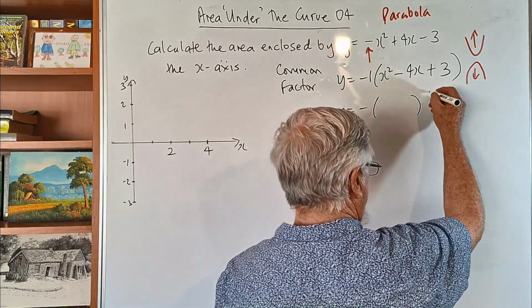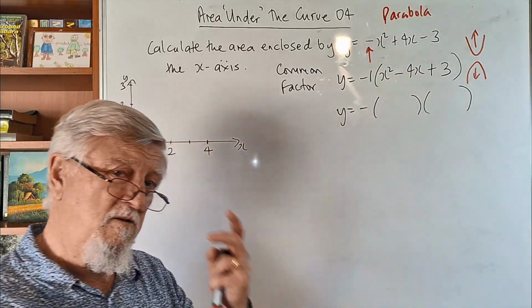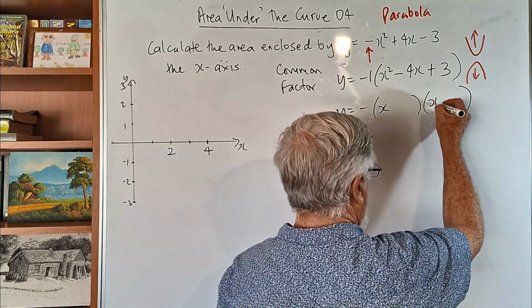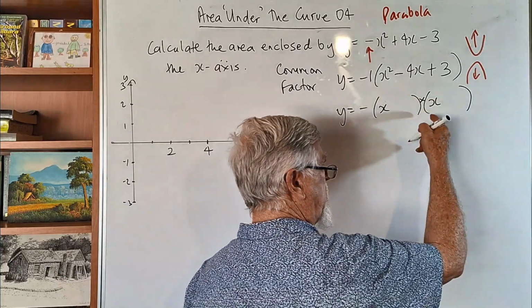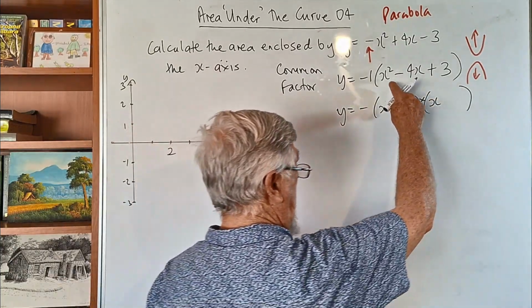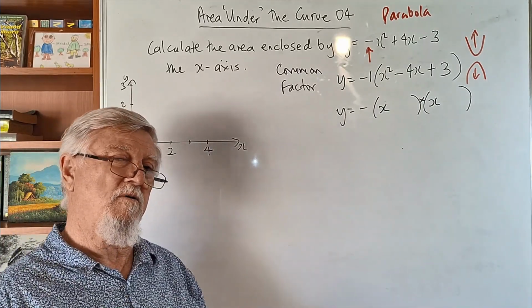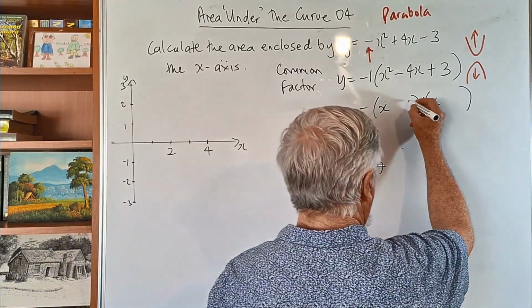So the parabolas can factorise normally into 2 factors. Let's have a look what the factors are. This x and that x, if you multiply them out, gives us the x squared. How can we get a 3? The only way we can get a 3 is a 1 and a 3 or a 3 and a 1. So I'm going to write the 1 and the 3 in here.